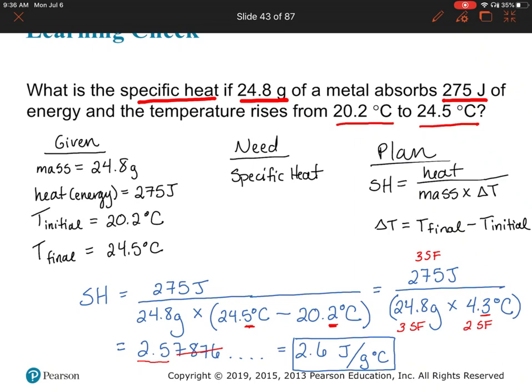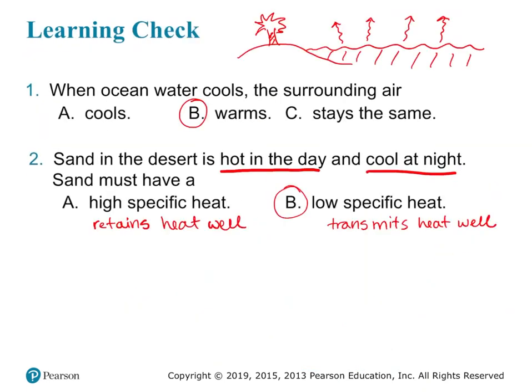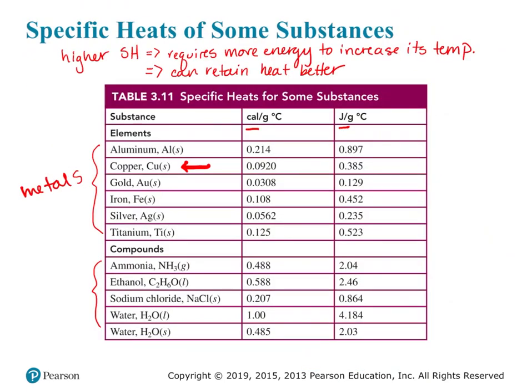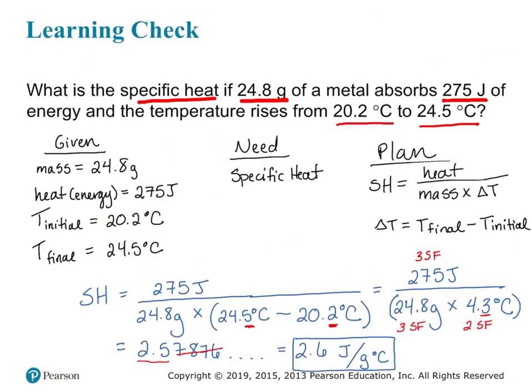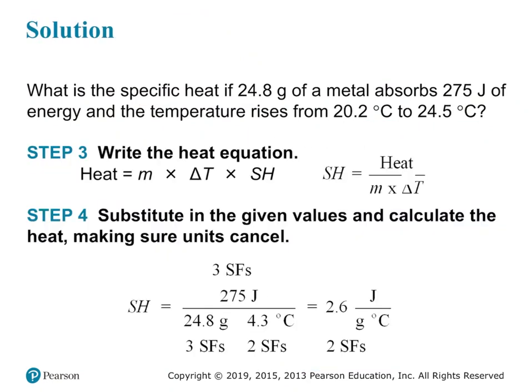Now let's go back and see if we can identify the metal based on the specific heat. Maybe it says in that table we saw. Let's see. Oh, nope, I don't see a metal with that specific heat listed, so we'd probably have to go find a bigger table. Okay. And then here are the solution slides if you need that later.